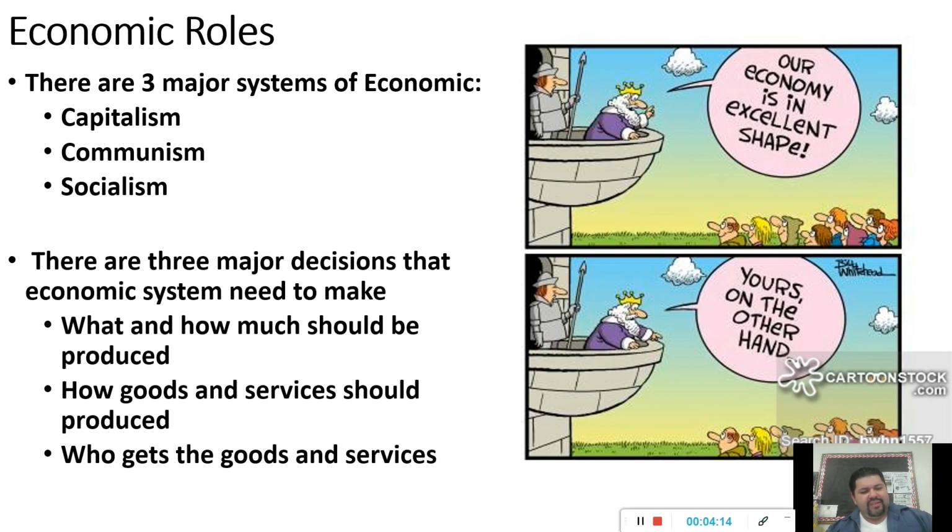Okay. The next thing is how goods and services should be produced. Is it going to be man-made? Is it going to be robotics? How are you going to get this thing made? Is it going to be handmade? Is it going to be done by machines? Or is it all going to be computerized machines?